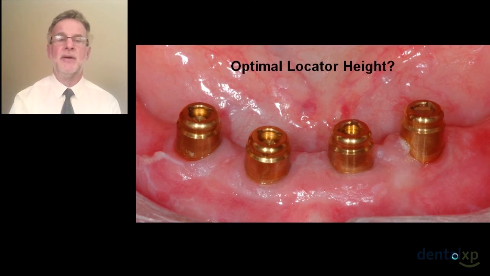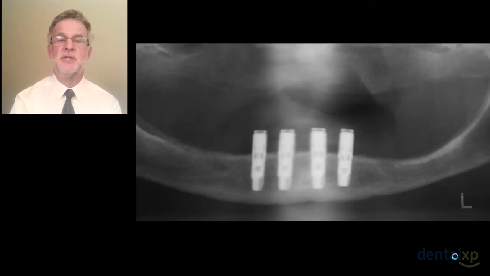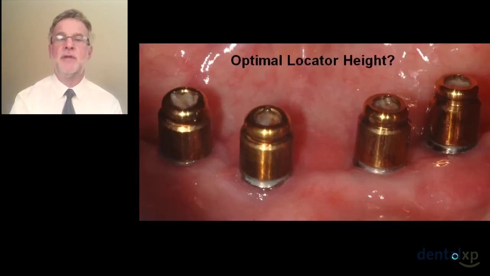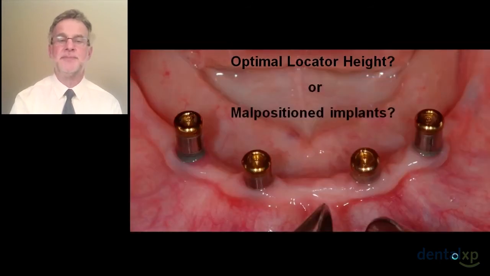Remember, the locator is only supposed to connect at the top part. The side walls of the locator are not meant to engage the prosthesis. So the taller they are, the more likely you cannot seat the prosthesis. So these are cases I've just shown you for interest purposes where the restorative dentist is not following the protocol and the locators are much too long.